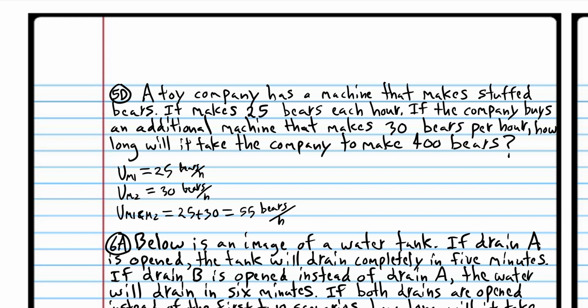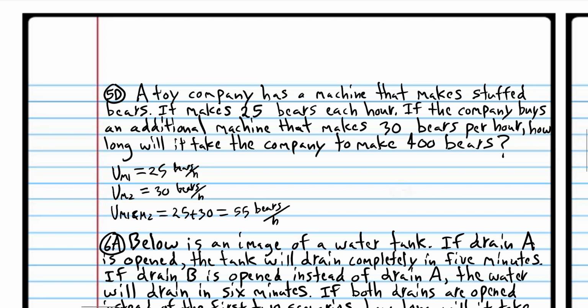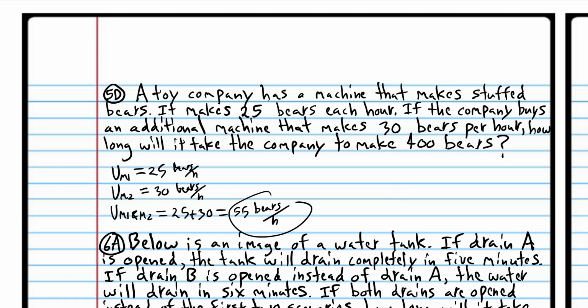All right, so this is another division problem. Again, I kind of tricked you by doing multiplication problems, and then I switched to division. I didn't mean to do that. But 55 bears in 1 hour, that's how long it takes. It takes 1 hour to make 55 bears, but we don't care how long it takes to make 55 bears. We want to know how long it takes to make 400 bears.